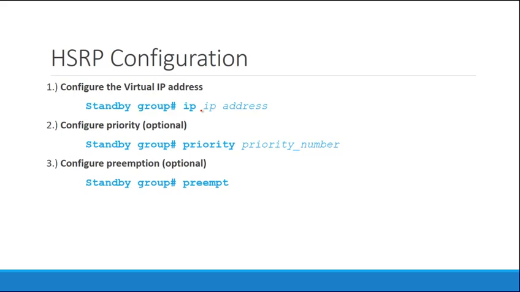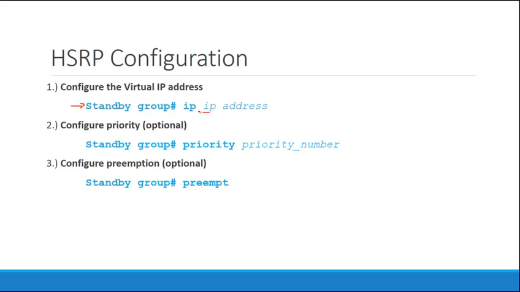So this is where I left you in the last video. The main thing I have to do to configure HSRP is configure a virtual IP address. I do that by using the command standby, then the group number, the keyword ip, and the IP address of my virtual router. That's all I have to do for each of the routers that I want to participate in the HSRP group. Next, though, I could configure priority, which is optional, but you probably want to do it.